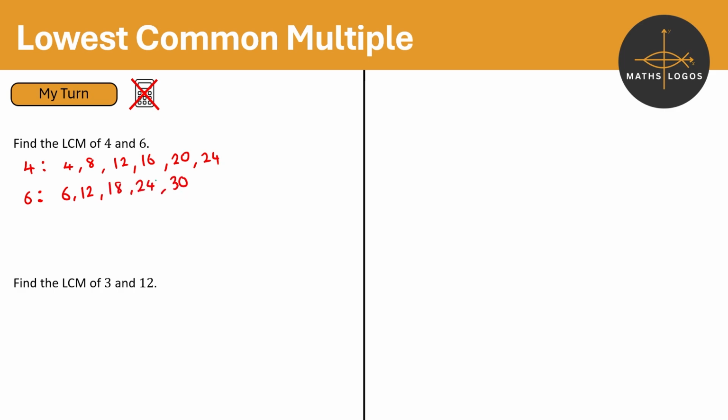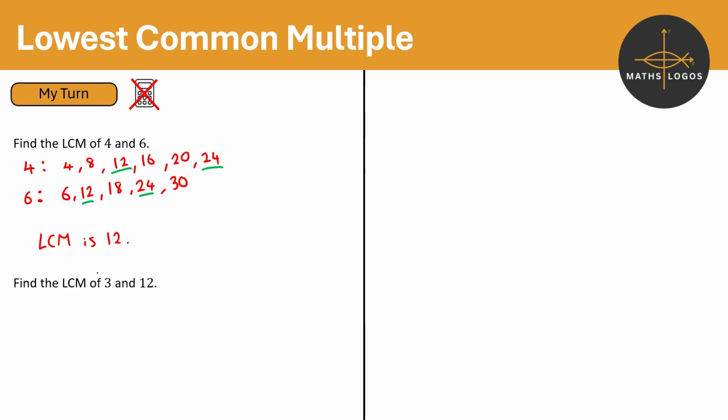30, and so on. So when it says the lowest common multiple, it means we're looking for the smallest number that's in both lists. So if you notice, 24 is in both lists. This is what we call a common multiple, but it is not the lowest common multiple because 12 is also in both lists. So we can say that the lowest common multiple is 12.